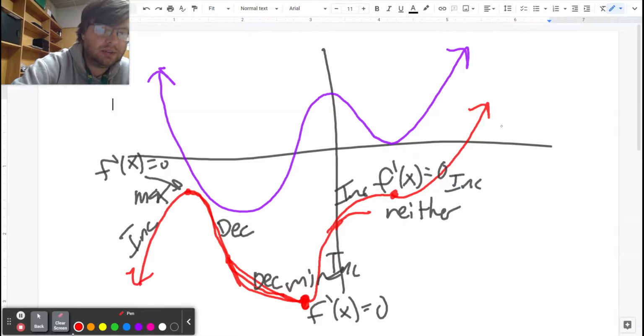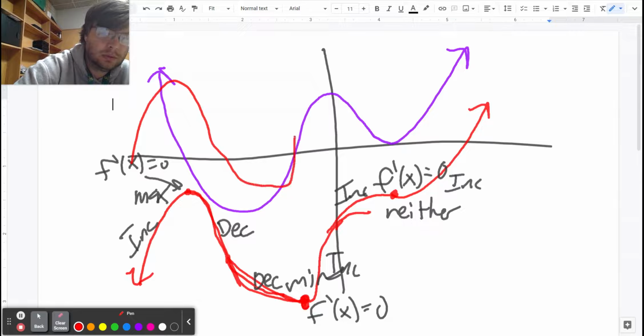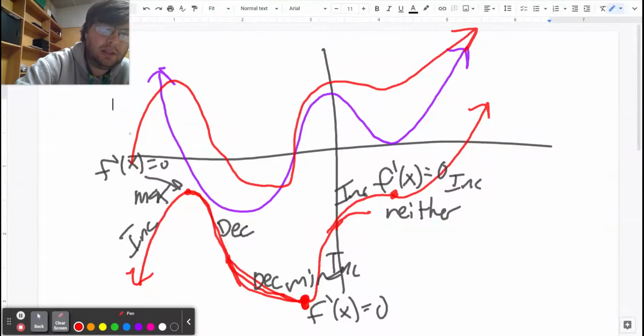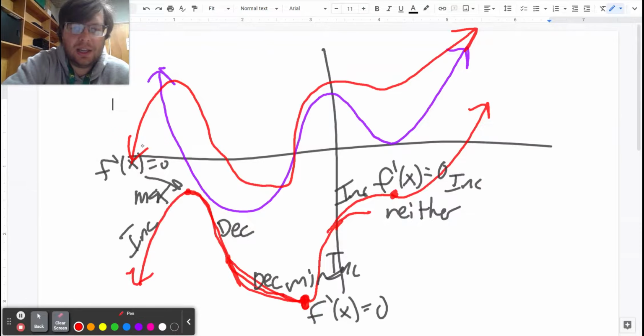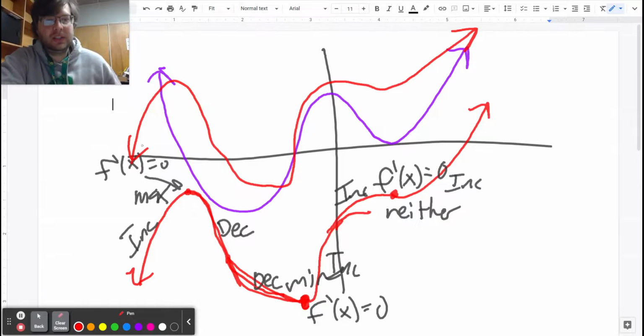I could also have drawn basically the same shape. Imagine that this is a parallel curve. And this would be exactly as correct of a possible response. It turns out that for a given derivative, there are infinitely many possible functions that could have that graph.